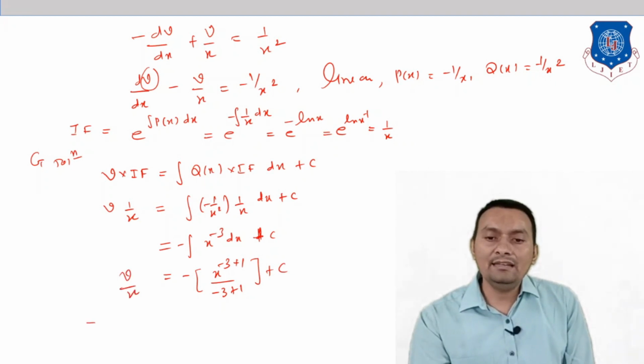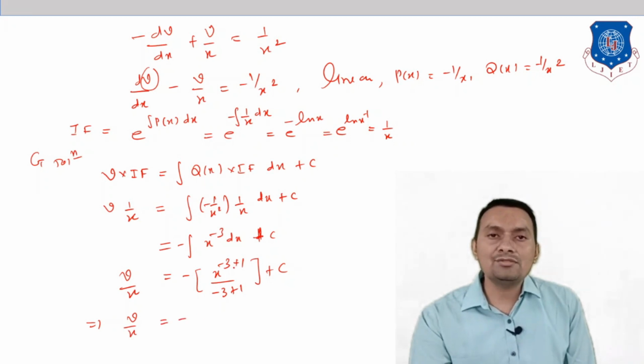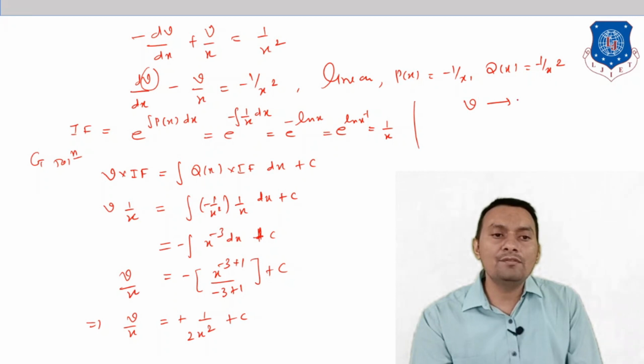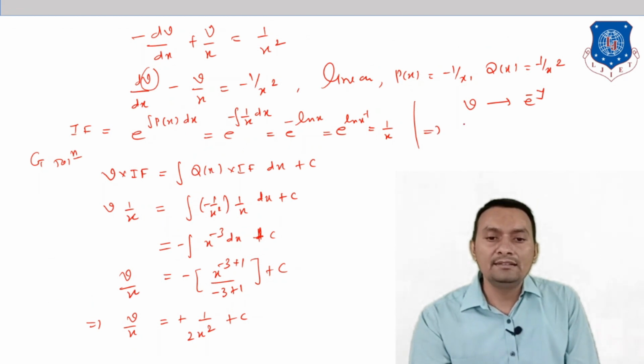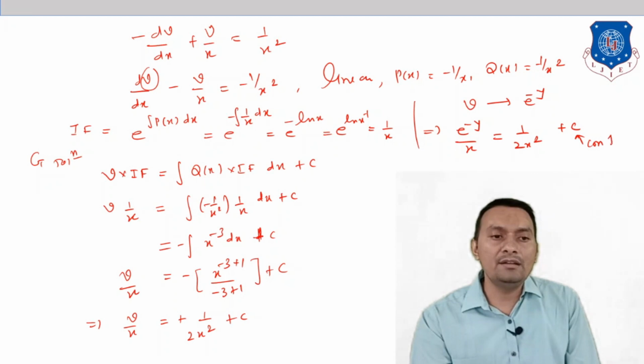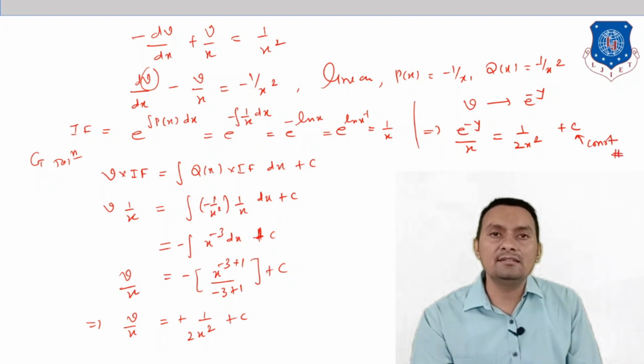And finally, what you will write is v divided by x is equal to minus x raised to minus 2, so we will write x square, and minus 3 plus 2, that will be minus, so minus minus plus, so we will have this one. But now v is replaced by what? As already we have taken, v is nothing but e raised to minus y. So I'm just going to replace it. So I will get e raised to minus y divided by x is equal to 1 divided by 2 times x square plus c, where c is nothing but an arbitrary constant, and this is known as the general solution.